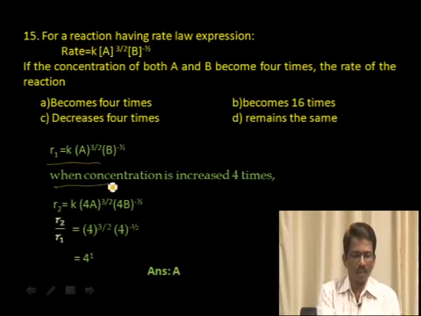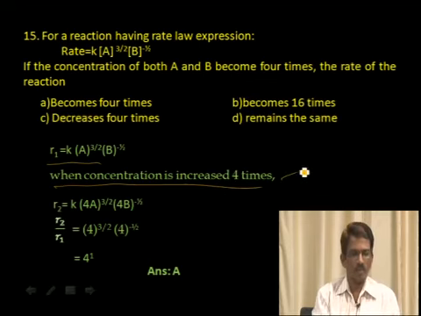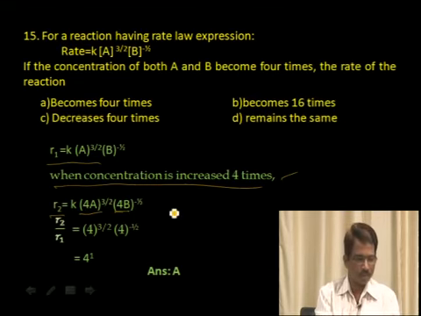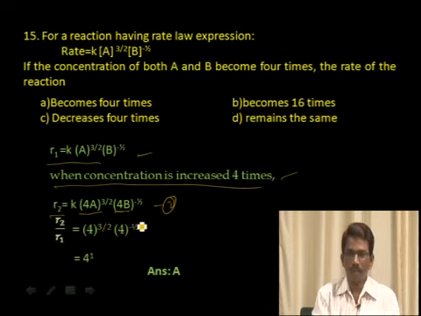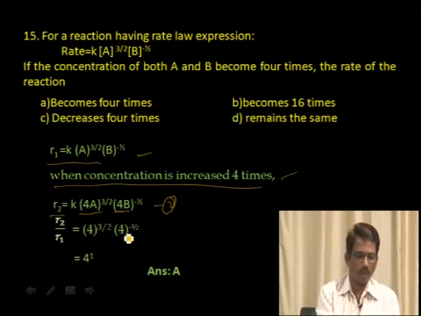When the concentration of both the reactants are increased 4 times, A has to be replaced by 4A, B has to be replaced by 4B, during which the rate is given as R2. R2 obviously will be equal to K into [4A] to the power 3 by 2 and [4B] to the power minus half. And if the equation 2 is divided by equation 1, you get R2 by R1, you get it as 4 to the power 3 by 2 and 4 to the power minus half. So 3 by 2 is 1 and half, minus half, 1 and half minus half becomes 1.